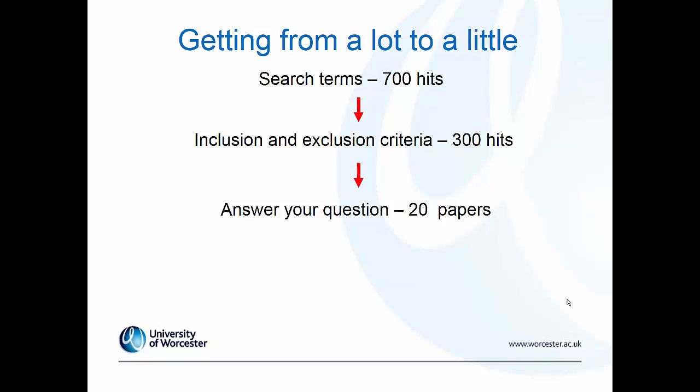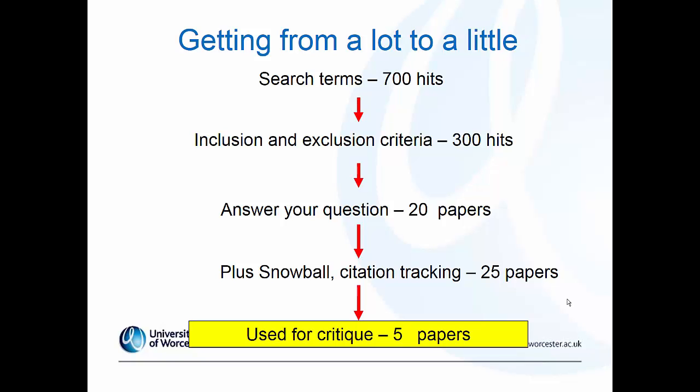In that 300 hits, maybe 20 will answer your question. How do you get from 300 to 20? When you found the 20, you can put those 20 into Google Scholar to look for citations, and you can look at their reference lists, and you might identify some more papers that you haven't already seen. That might give you 25 papers. And of those 25, you'll select 5, say.